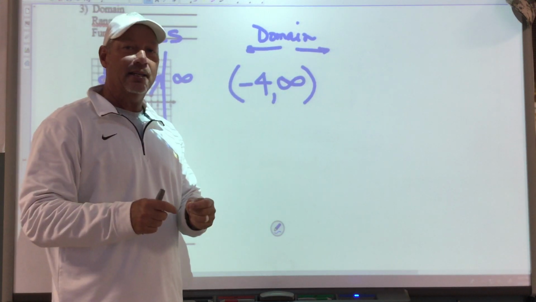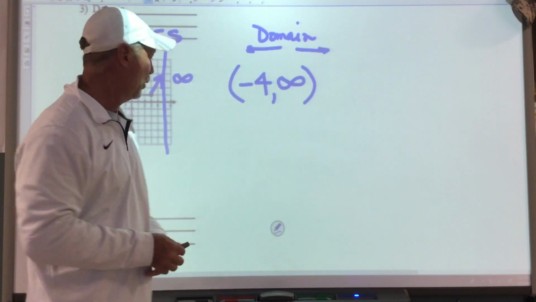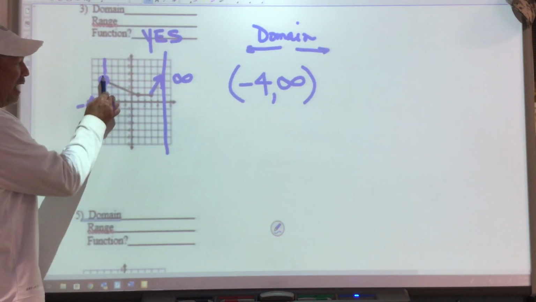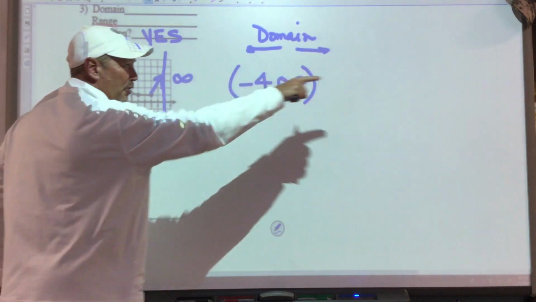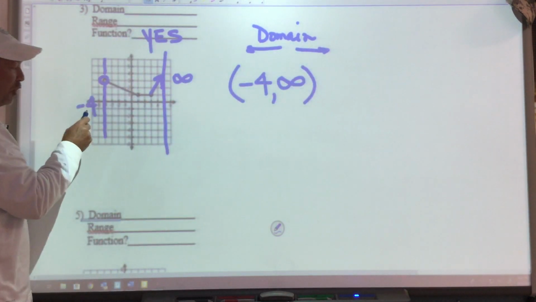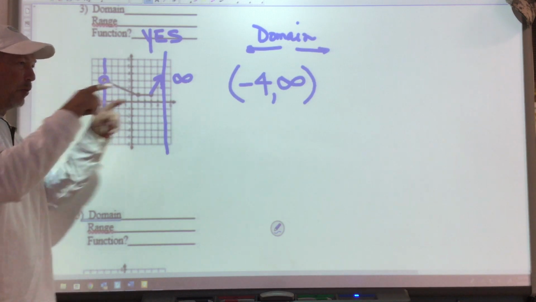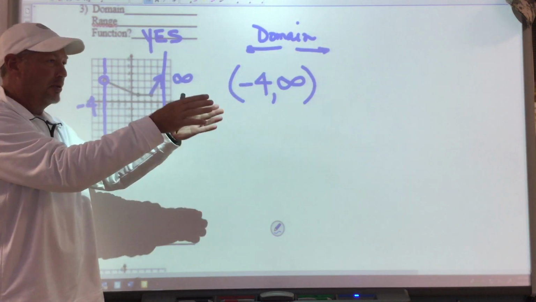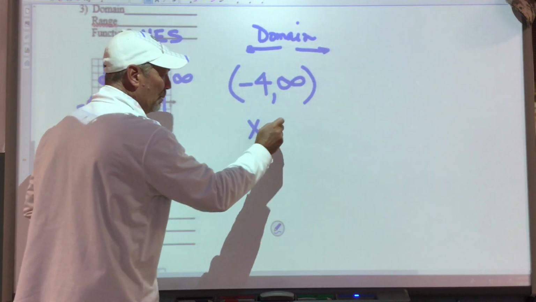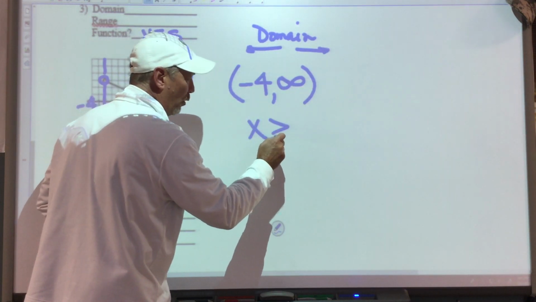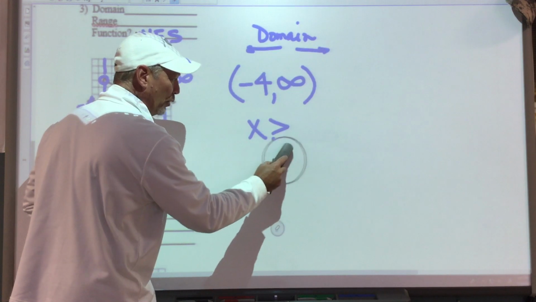My domain as an inequality. Well, what's happening? I am here and am I getting bigger? I'm going this way forever. I started at -4 and I went this way and my numbers get bigger. So you say my x values are going to be bigger than, or, no, not or equal to.